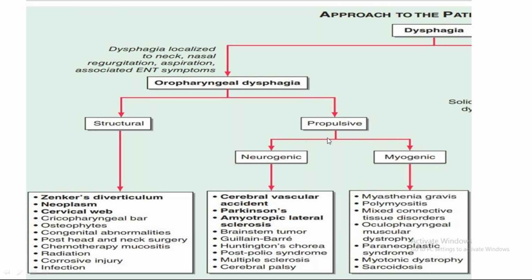Propulsive or motor causes of oropharyngeal dysphagia can be further divided into neurogenic or myogenic. Neurogenic causes include cerebrovascular accident, Parkinson's disease, amyotrophic lateral sclerosis or motor neuron disease, brainstem tumors, Guillain-Barré syndrome, Huntington's chorea, polio, or multiple sclerosis. Myogenic causes include myasthenia gravis, polymyositis, mixed connective tissue disorders, oculopharyngeal muscular dystrophy, paraneoplastic syndrome, and sarcoidosis.